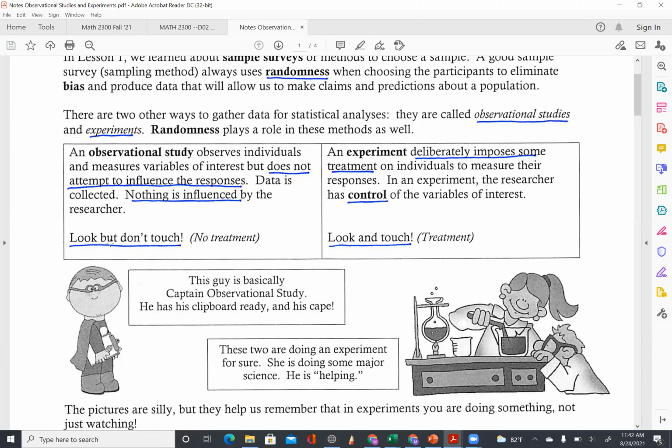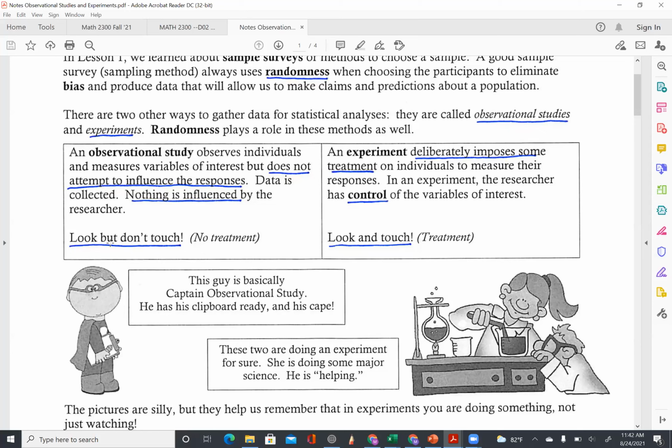But an experiment deliberately imposes some treatment on individuals to measure their responses. In an experiment, the researcher has control of the variables of interest. So that means the researcher has control over the responses in the case of experimental studies.